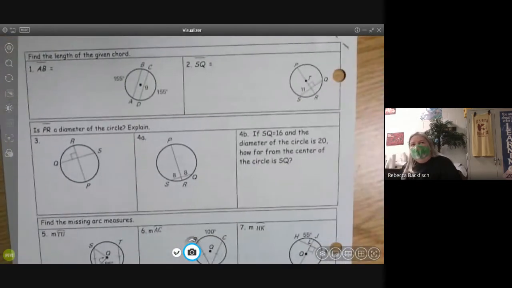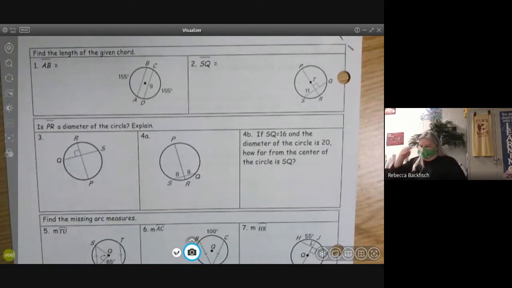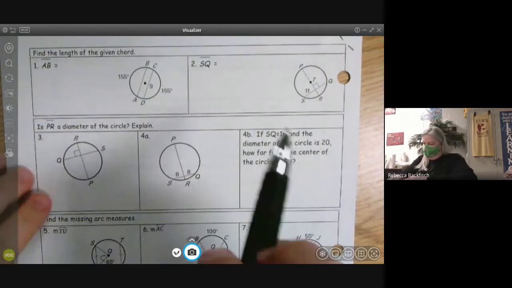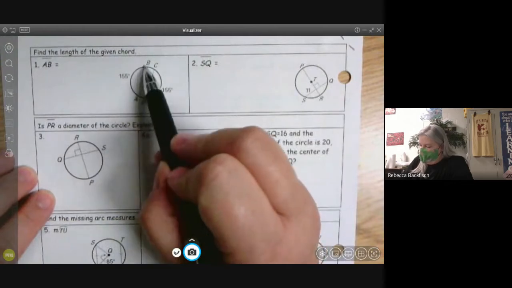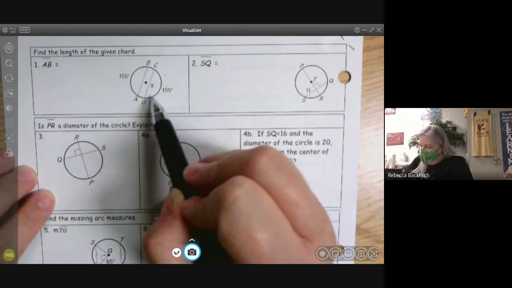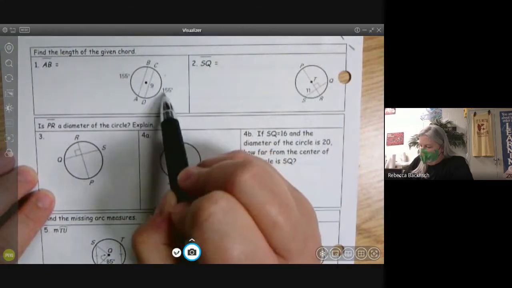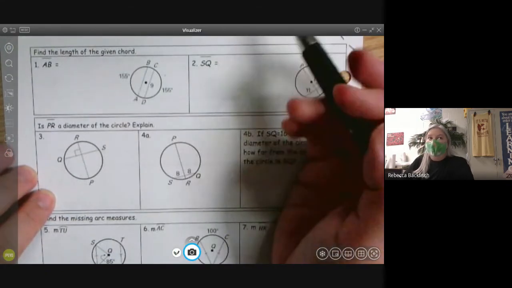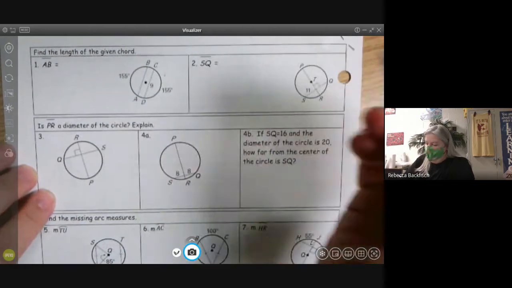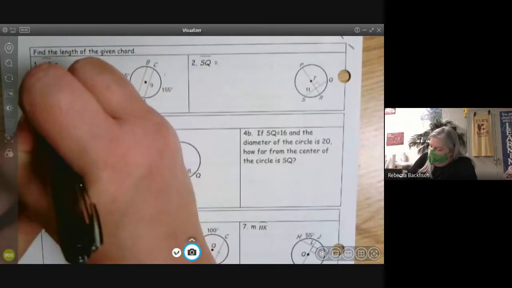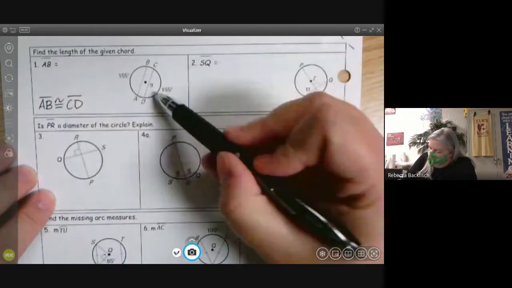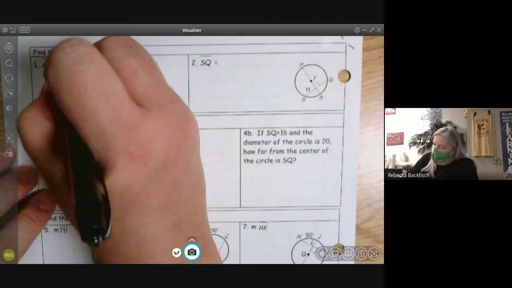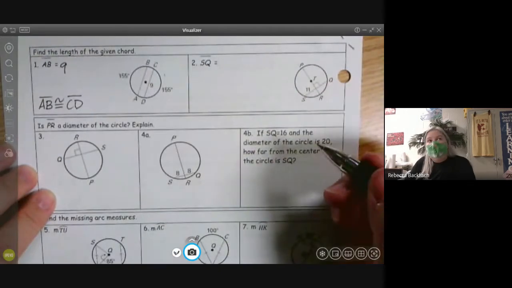First up, we have find the length of the given chord. All right. Well, the first thing I see there is that I have two chords, AB and DC, and they're both associated with arcs. There's an arc AB and there's an arc CD, and those two arcs are the same. Well, if the two arcs are the same, then the chords are the same. So that means AB is congruent to CD. So since they told me the length of CD was 9, the length of AB is 9.